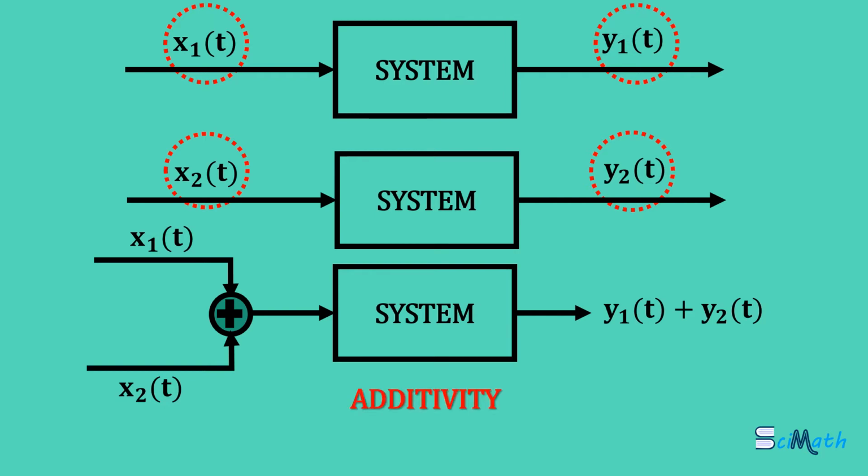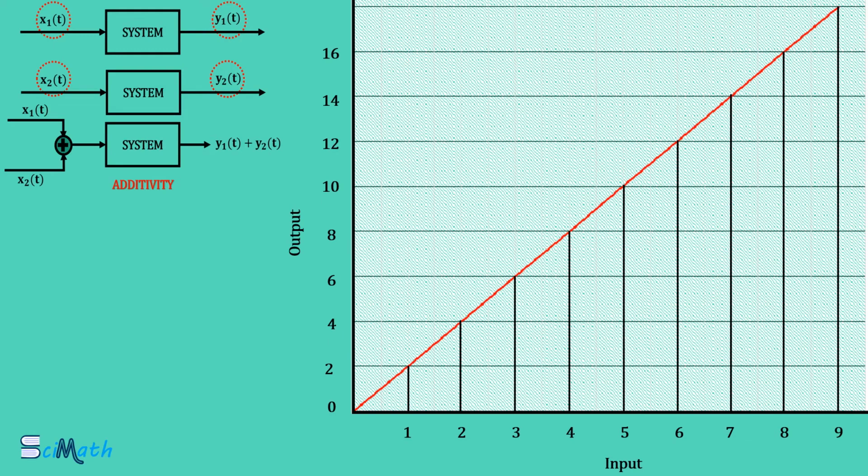Why do we call it additive? See, the addition of individual inputs to the system generates output as the addition of corresponding outputs, and that's why this property is known as additivity. It is a characteristic of the system. Now let's verify the additivity of this system.